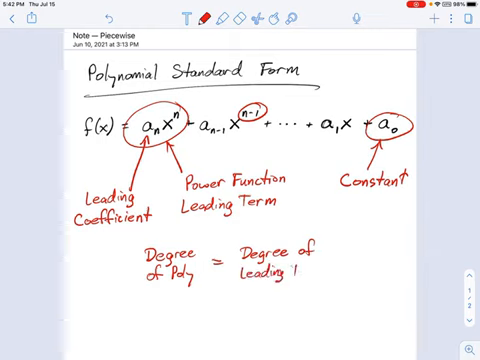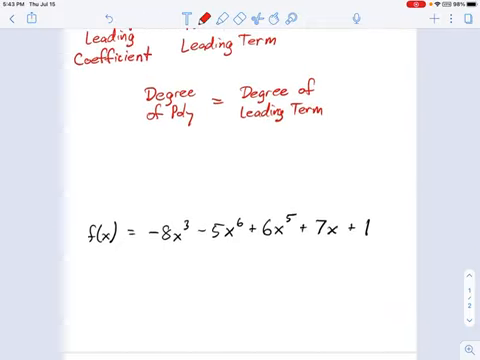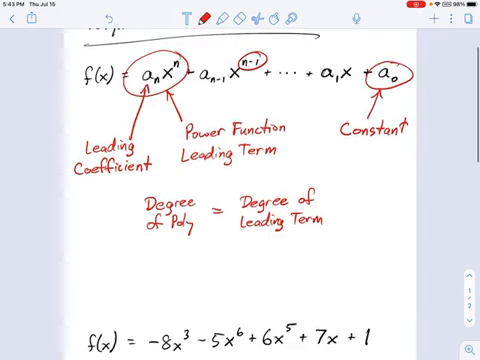So I think it's a good point now to get into an example that has more numbers on it so we can get a handle of this. So right here I have this polynomial, negative 8x cubed minus 5x to the 6th plus 5x to the 5th plus 7x plus 1. And you should be able to see that this is not in standard form, even though it looks a lot like that one up there.